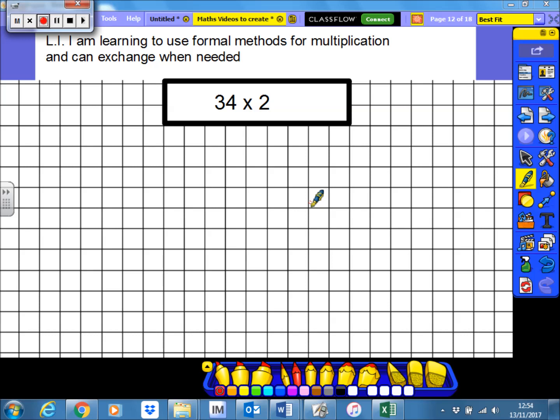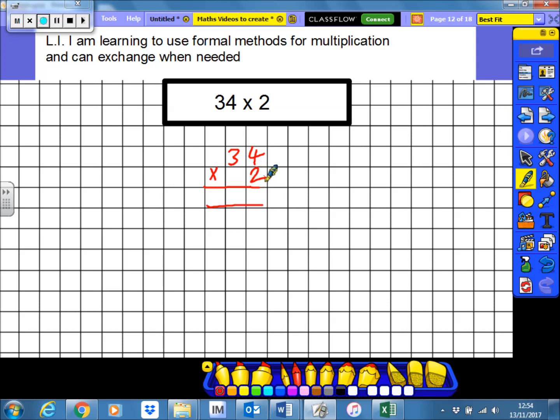Hi guys, in today's video we're going to be looking at how to use formal methods to solve multiplication problems. We're starting off today with a very quick and easy sum, 34 times 2, which doesn't involve any exchanging, so it's a nice entry level multiplication sum. However, like all formal styles of working out maths problems, we must line up our columns carefully. So the units are carefully lined up and the tens are carefully lined up.